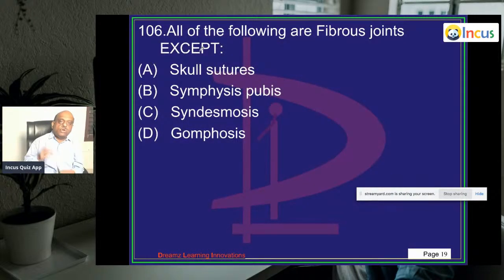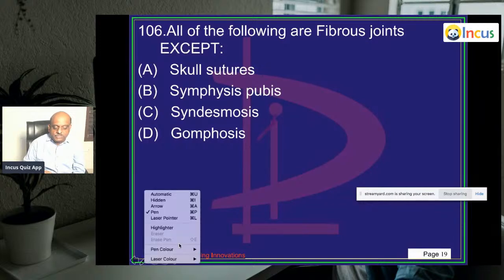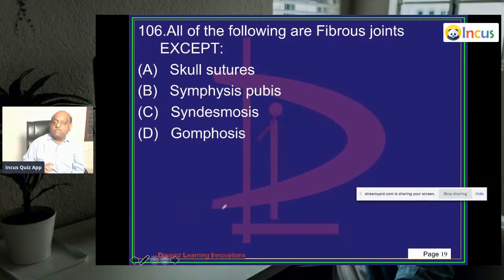Now, these are all the examples of fibrous joints. So where do you see a fibrous joint?